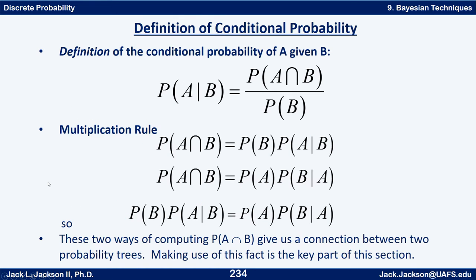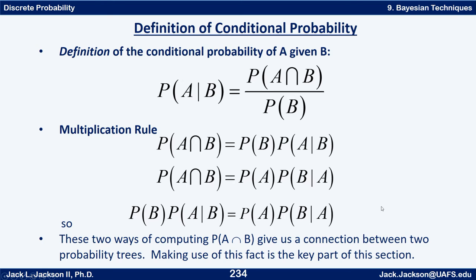Now, remember, the definition of conditional probability is that the probability of A given B is defined to be the probability of A intersect B divided by the probability of B. If we multiply both sides of that equation by the probability of B, we solve for the probability of A intersect B to be the probability of B times the probability of A given B. But we can similarly say that the probability of A intersect B is the probability of A times the probability of B given A. Since this intersection has the same probability either way we write it, we now know that the probability of B times the probability of A given B is the same as the probability of A times the probability of B given A. So there are two ways of computing this intersection.